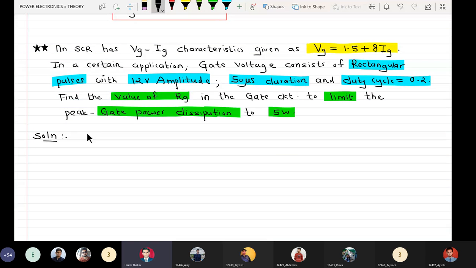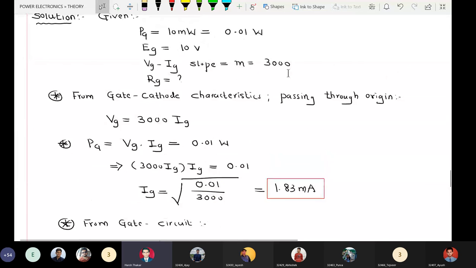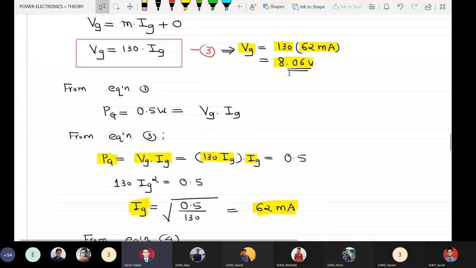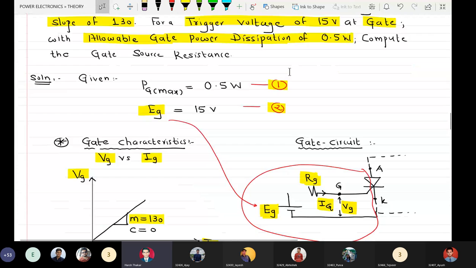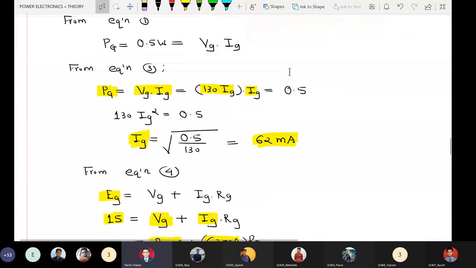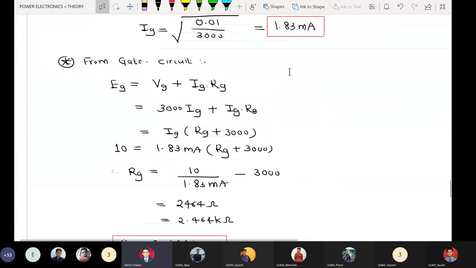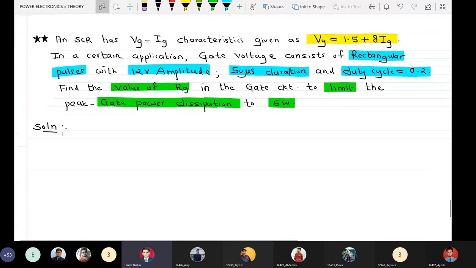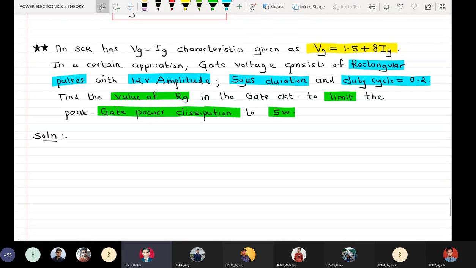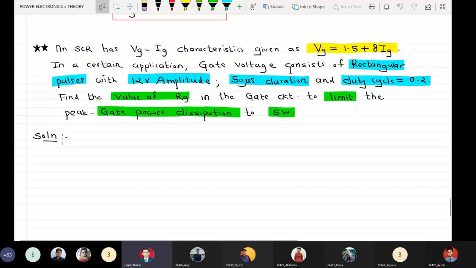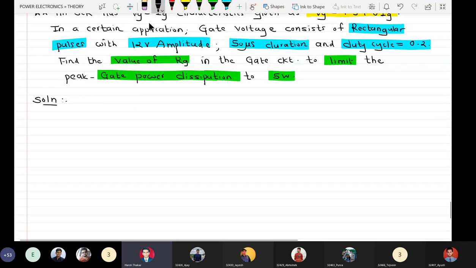So in this numerical, the gate voltage or the trigger voltage is not directly given as 10 volt, or as 15 volt as in the previous two numericals, but it is given that the gate voltage is not a pure DC voltage, but it is having the form of rectangular pulses with 12 volt amplitude, 50 microseconds duration, and duty cycle equal to 0.2. Let us try to extract some meaning out of these things.